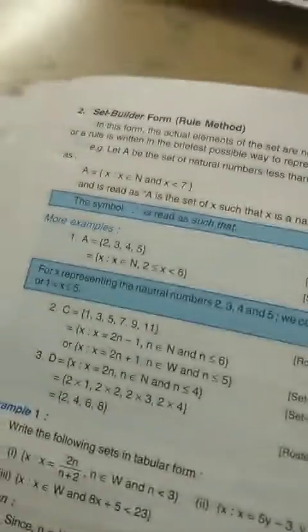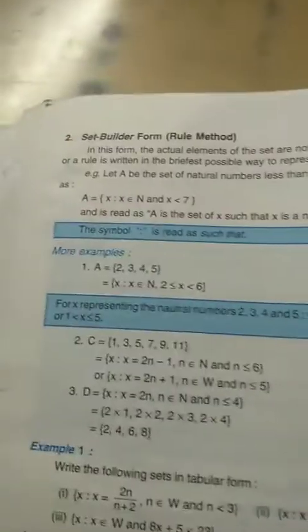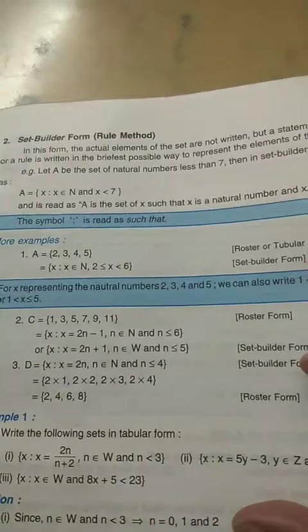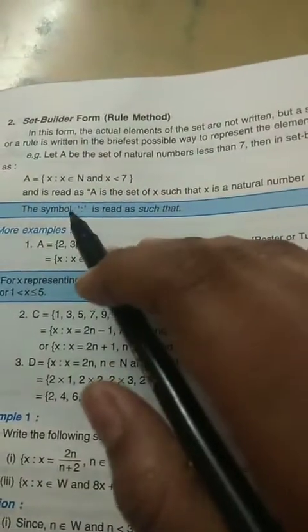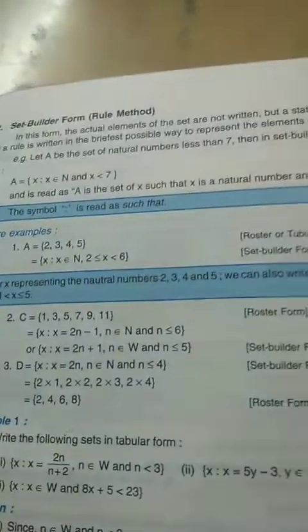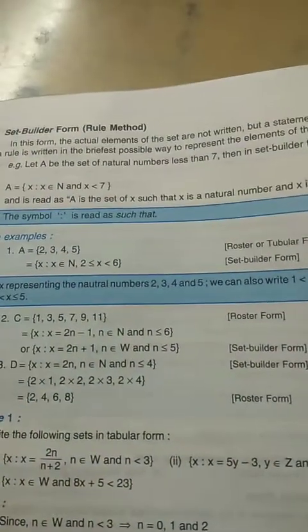The next part is set builder form or a rule method. Now in set builder form, we write like this. You can see we write in sentence form. You can see the definition. It is written here in this form.